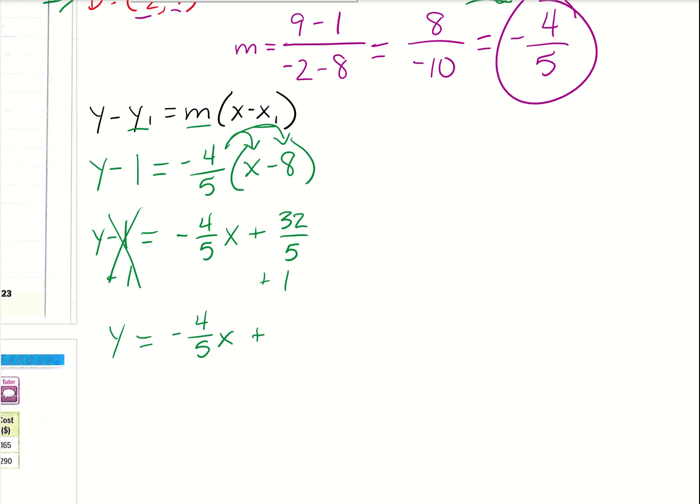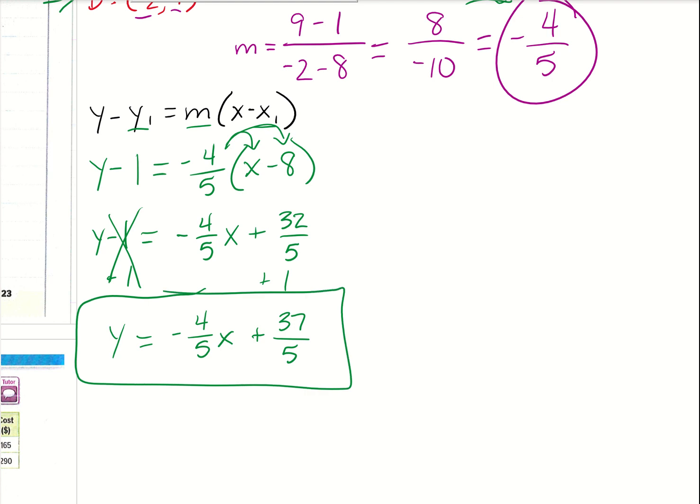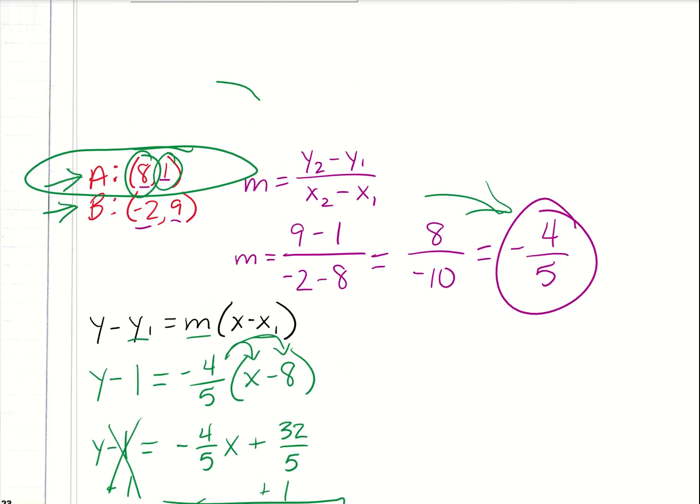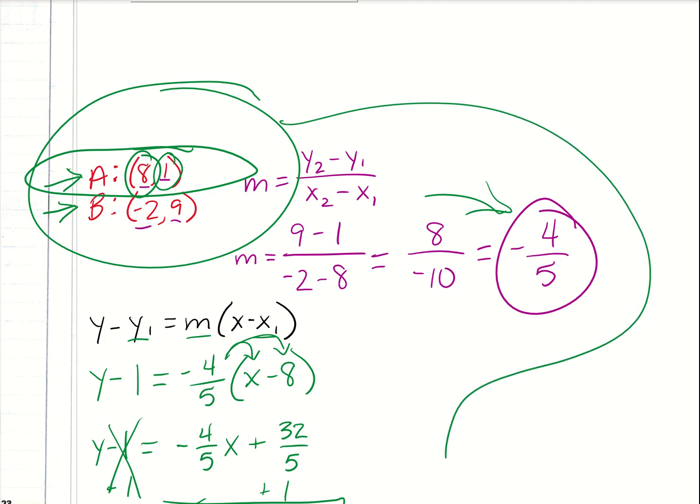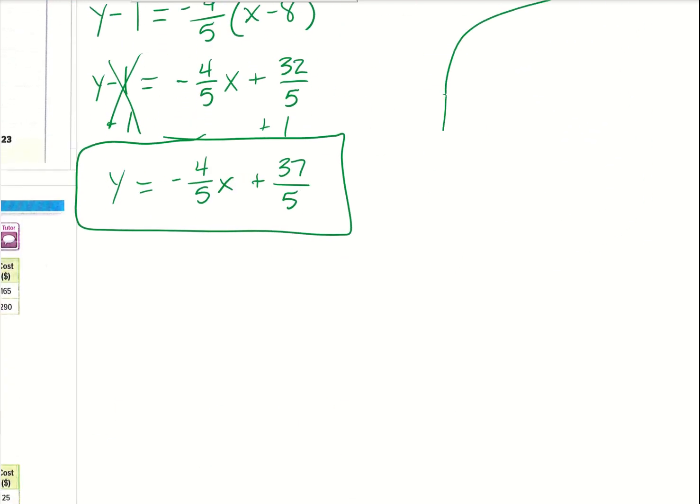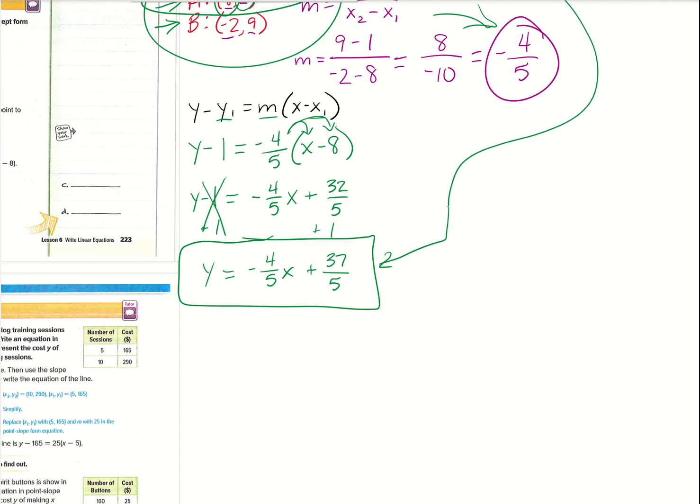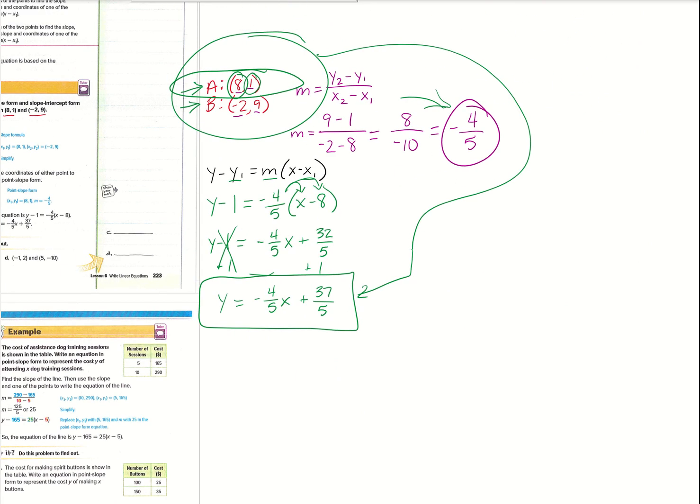I'll just tell you what that is. That's 37 over 5. You're not expected to know how to do that in your head, although it is a good thing if you do know how to do it. If you did, great. But the main idea here is that you know how to get from 2 points up here all the way down here so that we can get into slope-intercept form. That's the most important thing here, is that you know this process.